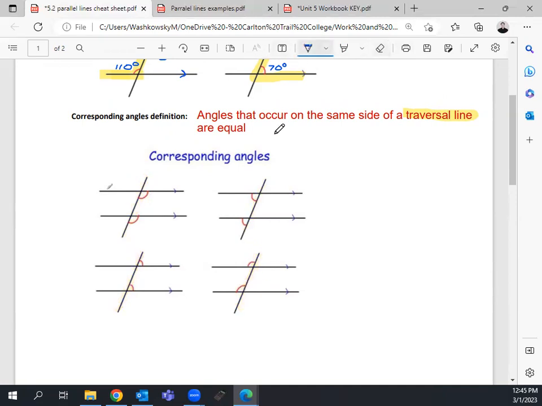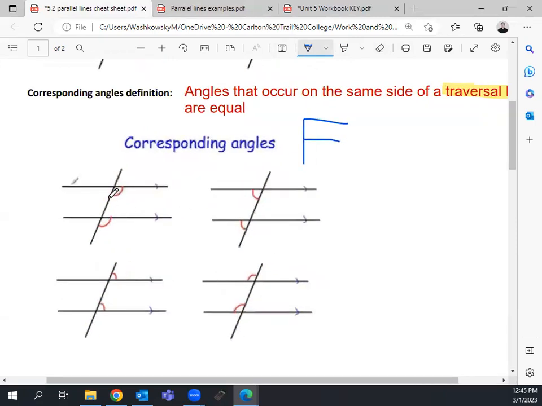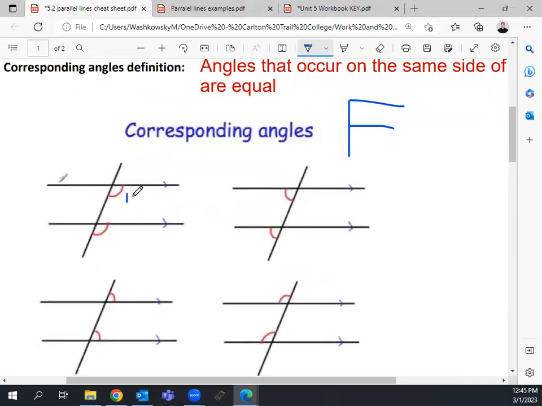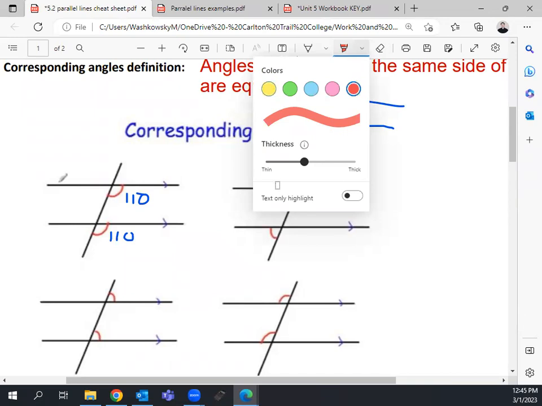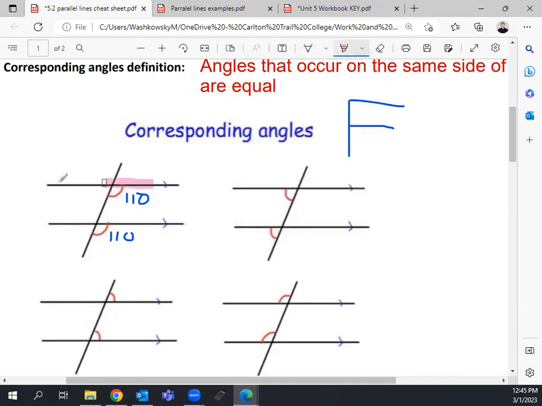Okay, so with corresponding angles, all we're really looking for is big F's. Again, we know that this little red line here means those angles are the same, right? If this angle right here is 110 degrees, that means this other one here is 110 degrees. So what we're looking for when we do this, I'm going to use purple, I'm looking for F's.